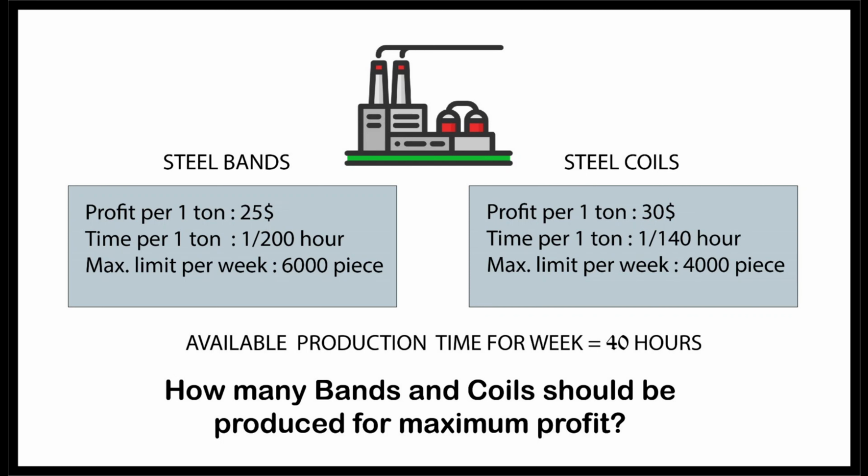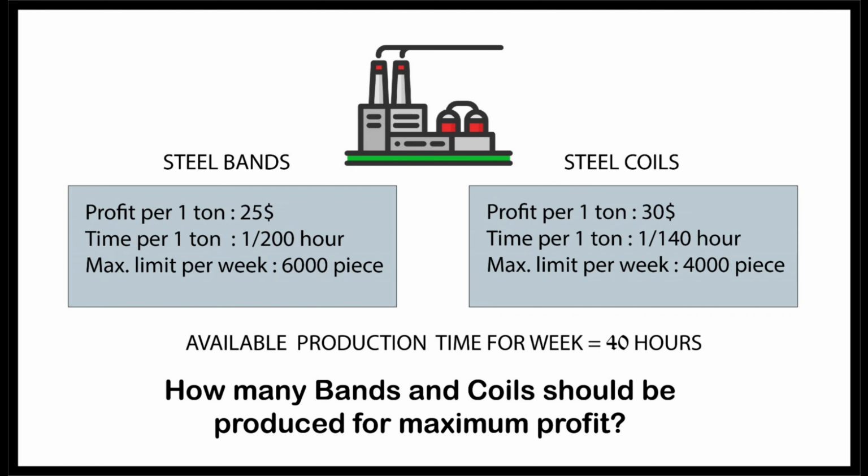We have a steel production factory and we have two products. Profit value for steel bands is $25. Time to create 1 ton of steel bands is 1 divided by 200 hours, and the maximum limitation per week for steel bands is 6,000 pieces. And for steel coils, profit per 1 ton is $30. Time per 1 ton is 1 divided by 140 hours. And the maximum limitation per week is 4,000 pieces.